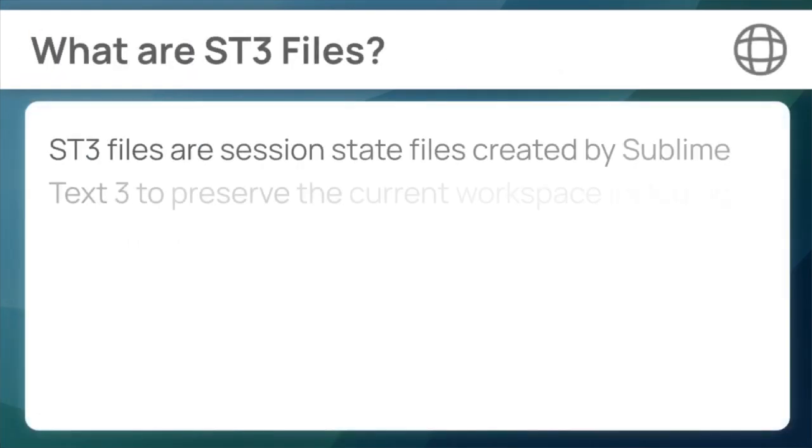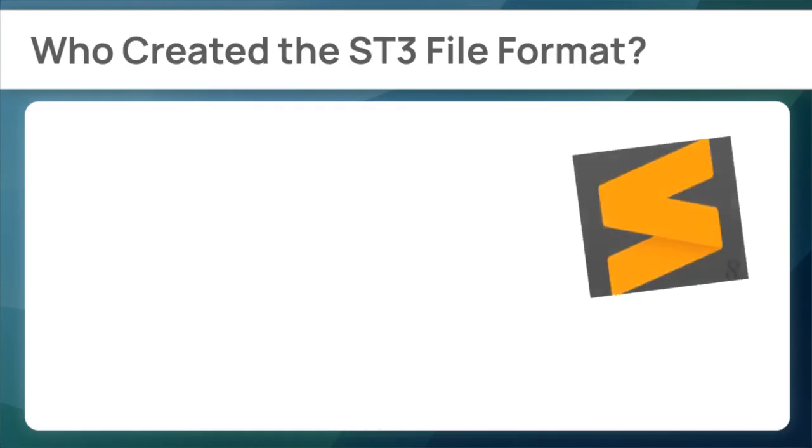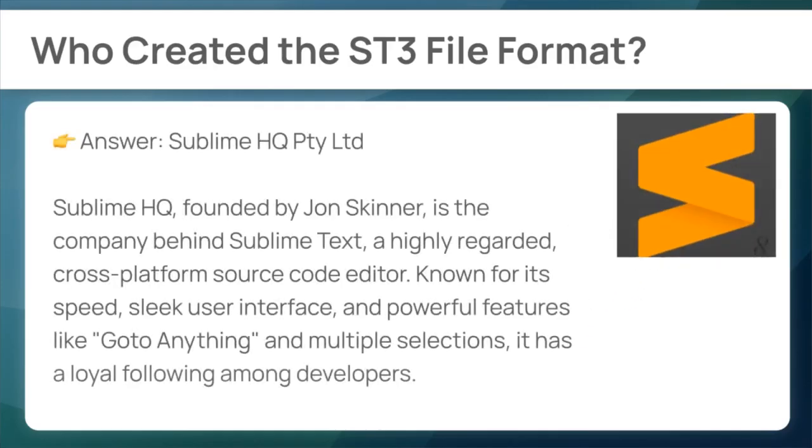ST3 files are session state files created by Sublime Text 3 to preserve the current workspace, including open files, split views, cursor positions, scroll positions, and unsaved buffer content. They allow Sublime Text to restore your exact working state on restart.